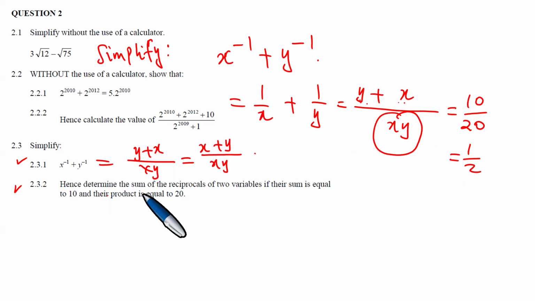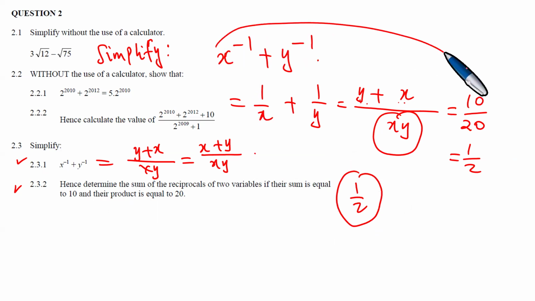So hence determine the sum of the reciprocals, and the answer we got is 1/2. We started with the sum of the reciprocals. Reciprocals means that x to the power minus 1 is the reciprocal. Okay, so well done there.